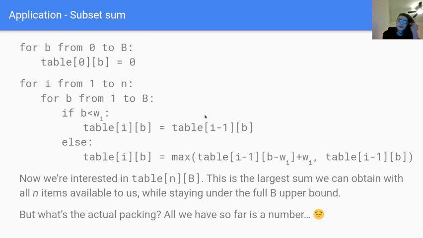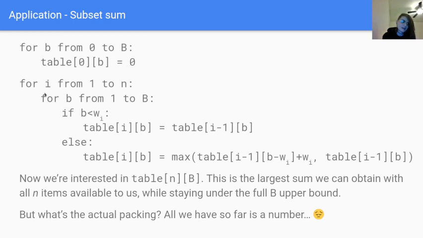Here's some code. So this is for subset sum. We initialize this table with L(0, B) equals 0. This is the same base case as in the recurrence. If we're allowed to use 0 items out of our list of items, then no matter what the upper bound is, the best we're going to be able to do is 0.